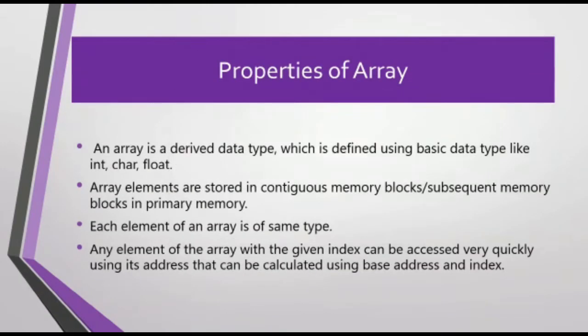Properties of arrays. An array is a derived data type which is defined using a basic data type like integer, character, float. Array elements are stored in continuous memory blocks in primary memory. Each element of an array is of the same type. Any element of the array with the given index x can be accessed very quickly using its address, which can be calculated using the base address and the index.